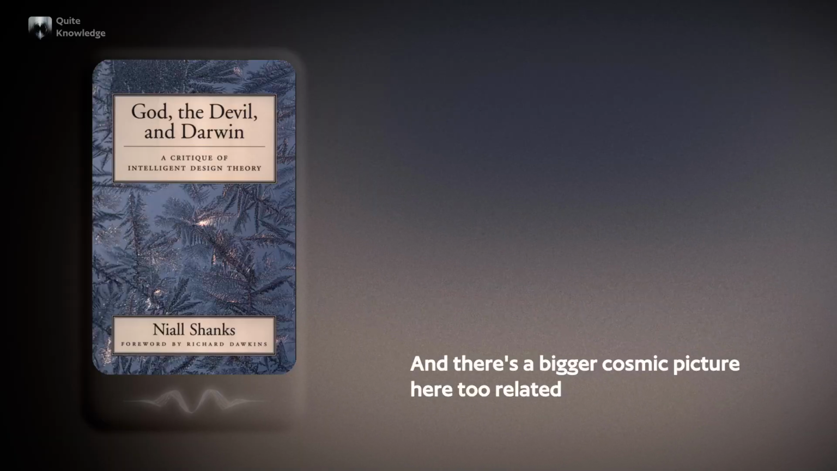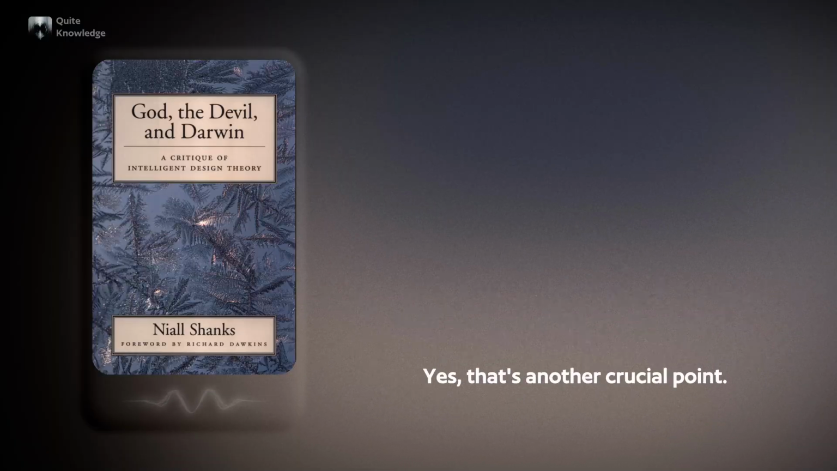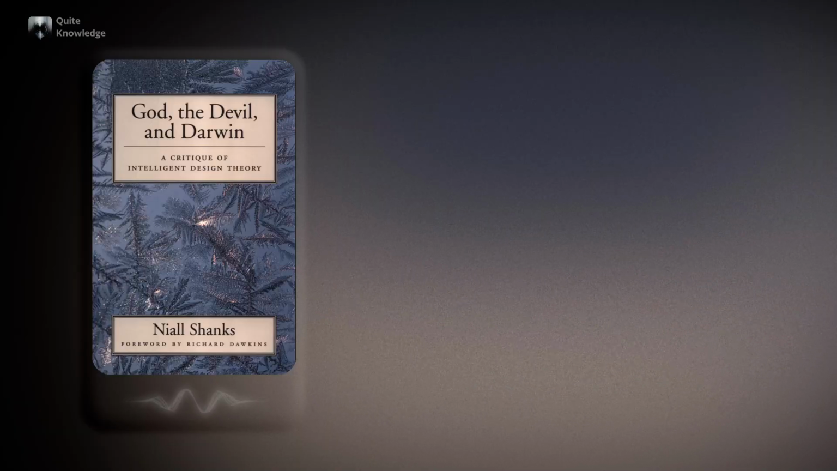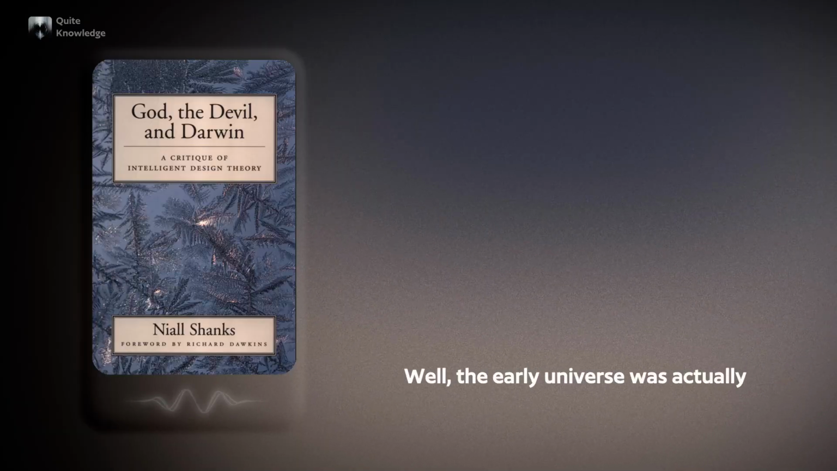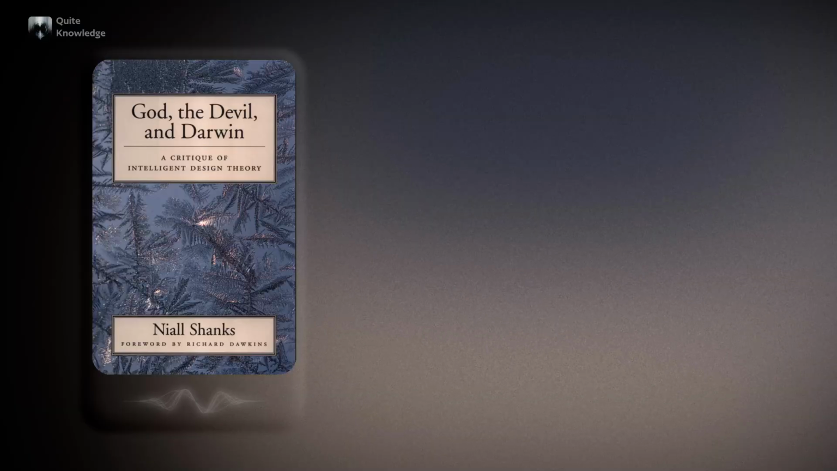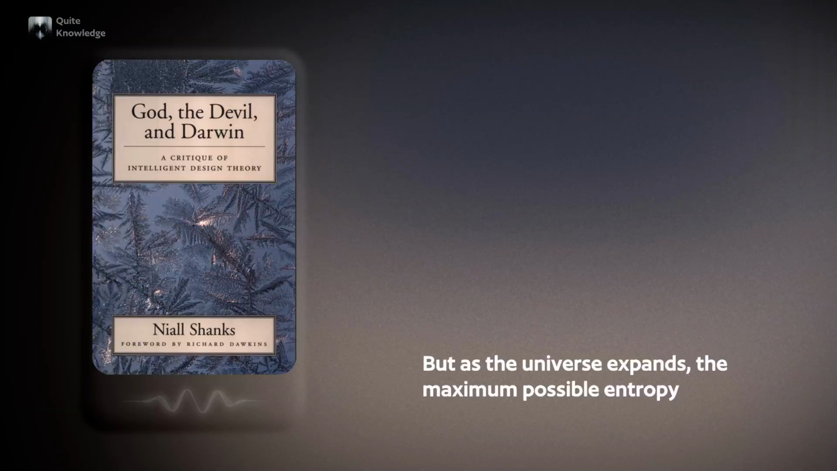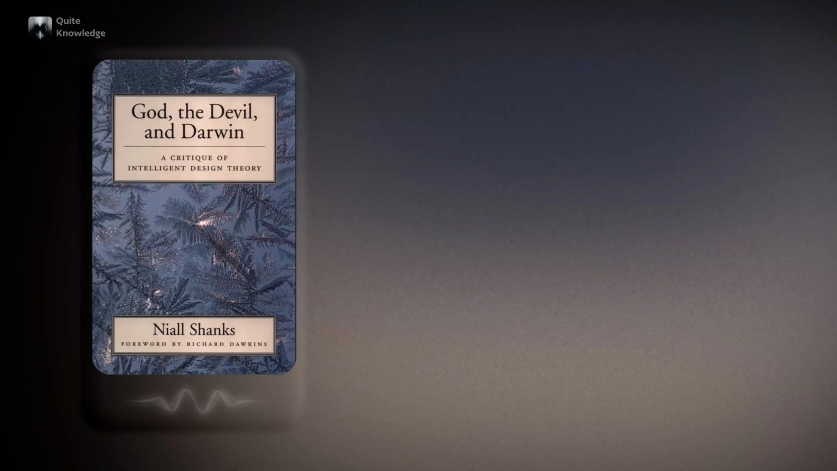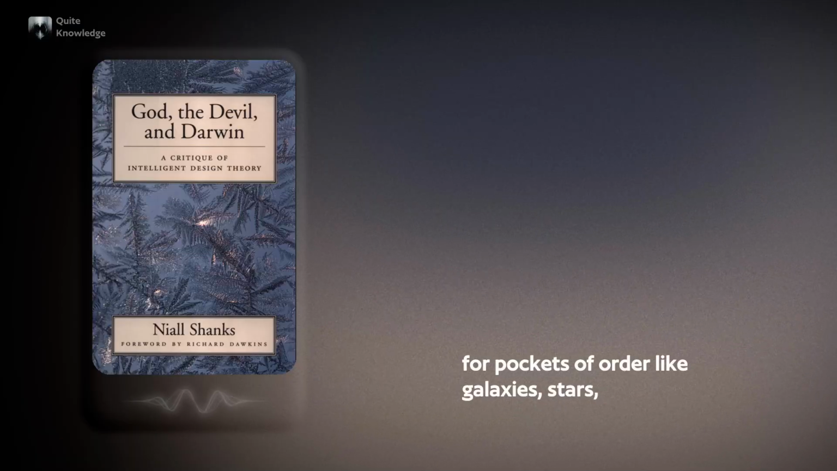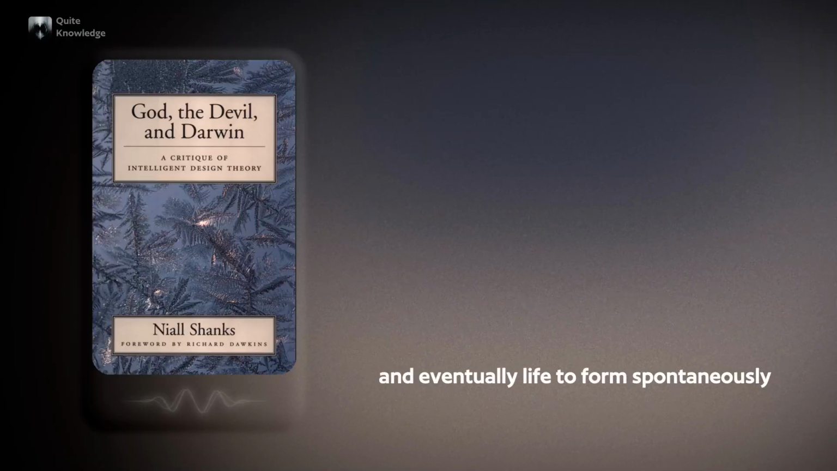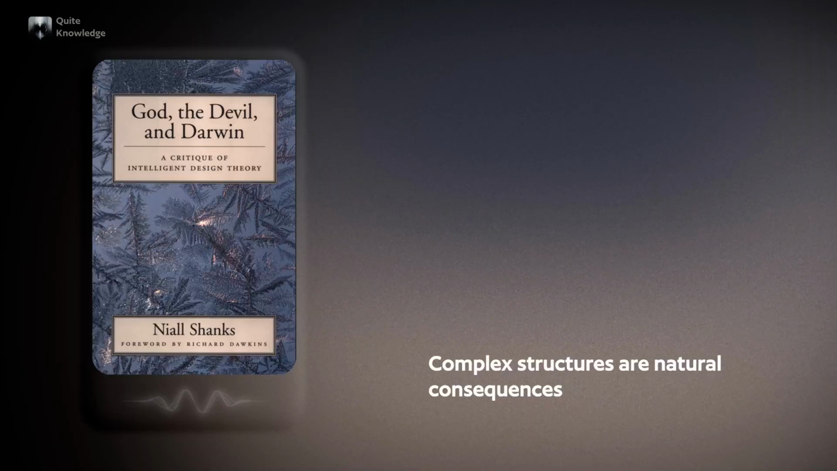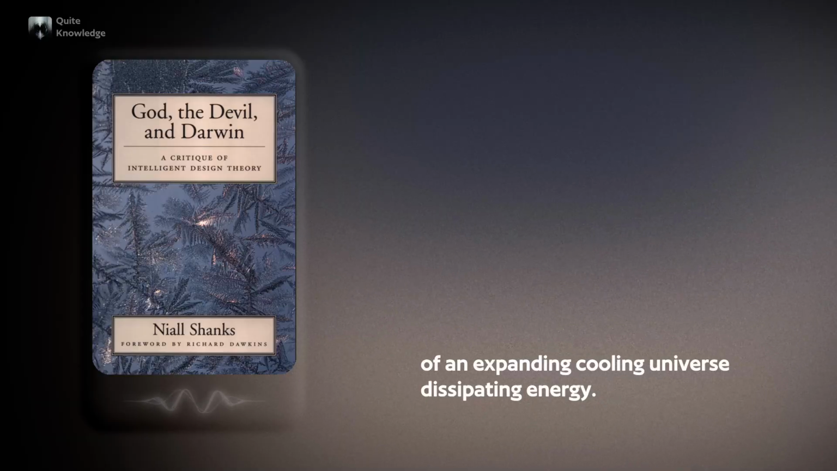And there's a bigger cosmic picture here, too, related to the expanding universe. Yes, that's another crucial point. The argument sometimes assumes the universe is like a fixed box, but it's not. It's expanding. How does that affect entropy? Well, the early universe was actually in a state of near maximum entropy, basically a hot uniform soup. But as the universe expands, the maximum possible entropy it could hold keeps increasing. This creates room, thermodynamically speaking, for pockets of order like galaxies, stars, and eventually life to form spontaneously as the universe cools and energy gradients appear. Complex structures are natural consequences of an expanding, cooling universe dissipating energy.